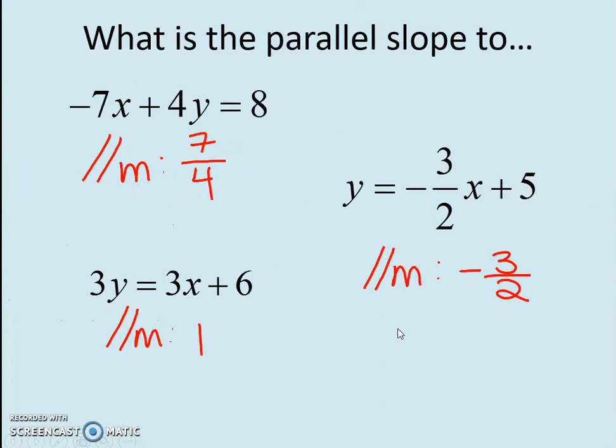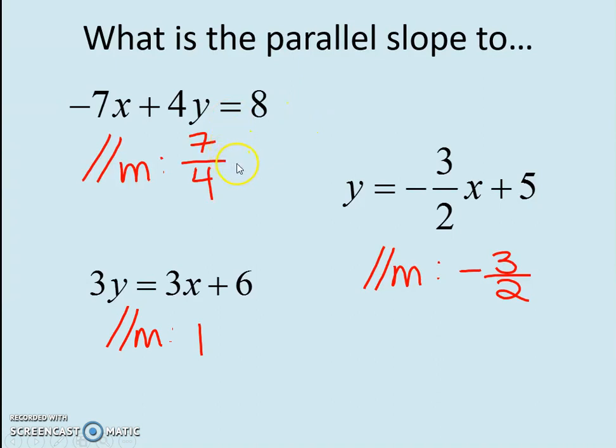So what is a parallel slope to these three equations? First, you have to change this to y equals mx plus b. So when you move this to the other side, you add 7x, and divide everything by 4, because you have 4 in front of y. So your slope is going to be 7 over 4.